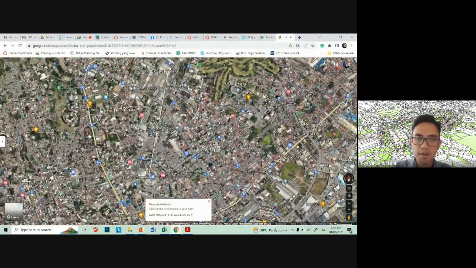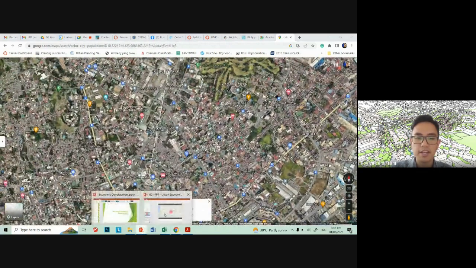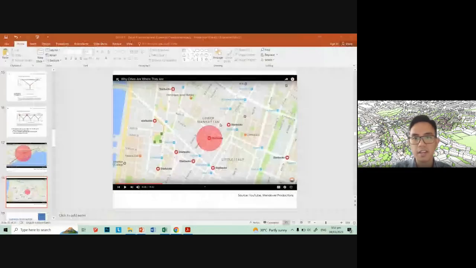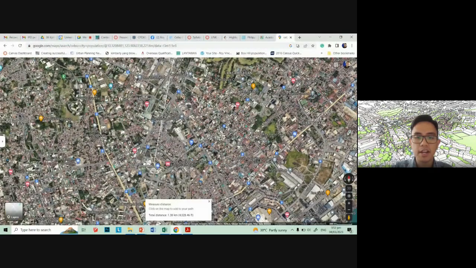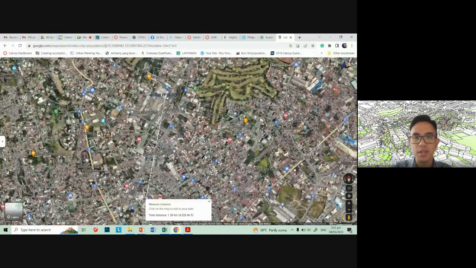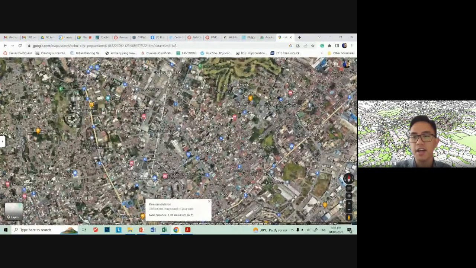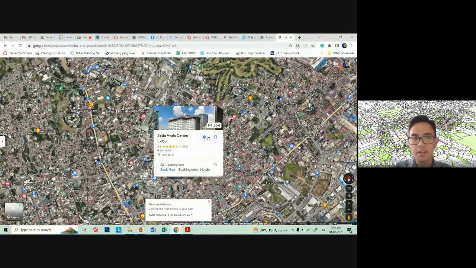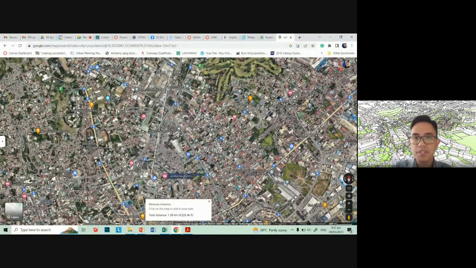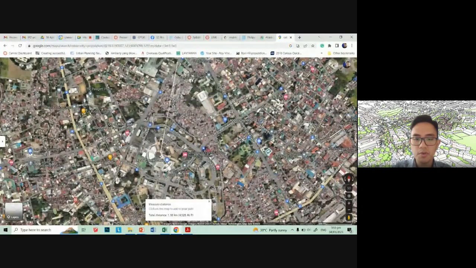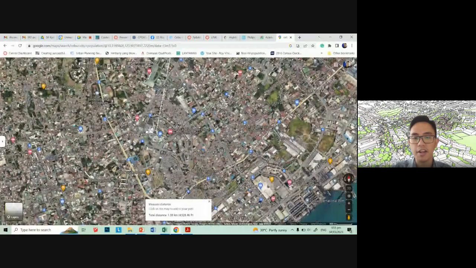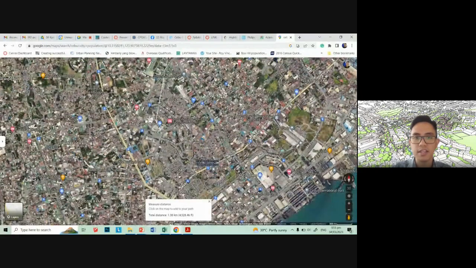We can sort of estimate, just like a rule of thumb, that the market area would be half the distance between two similar businesses. So if the total distance is 1.38 kilometers, you could probably say that the market area of this Ayala Center Cebu would be around 500 kilometers, meaning their immediate consumer base is here.